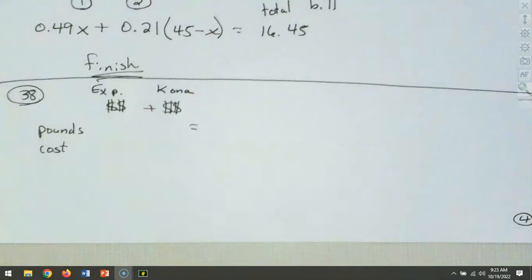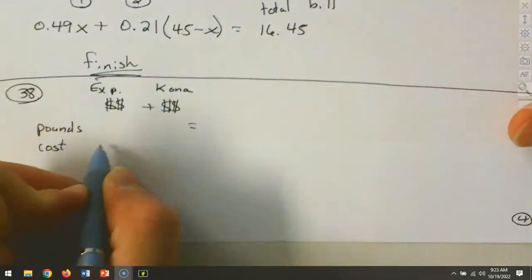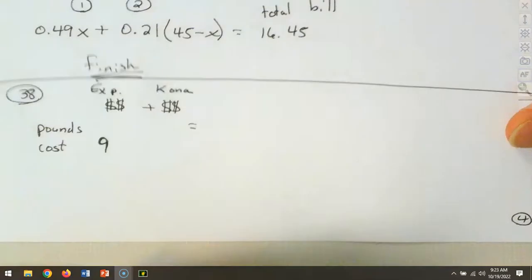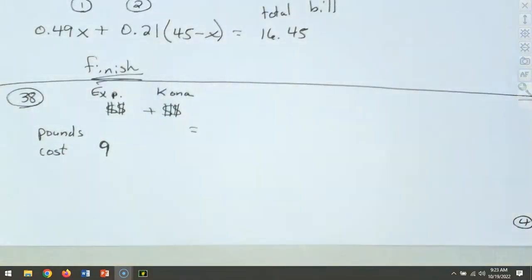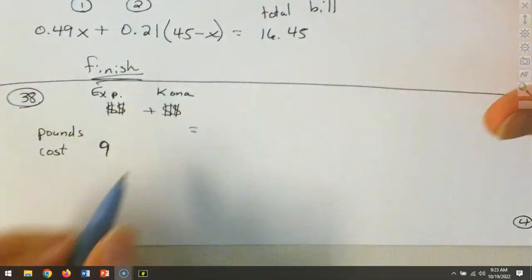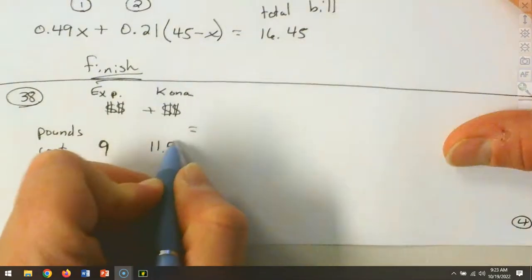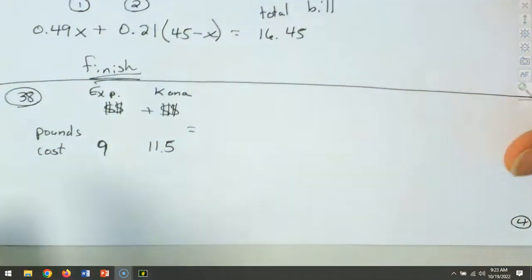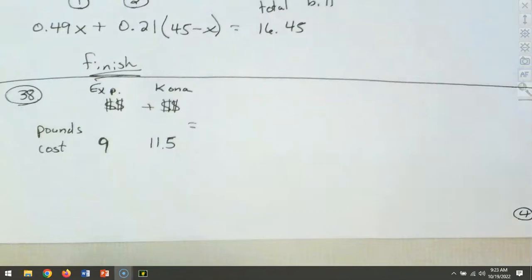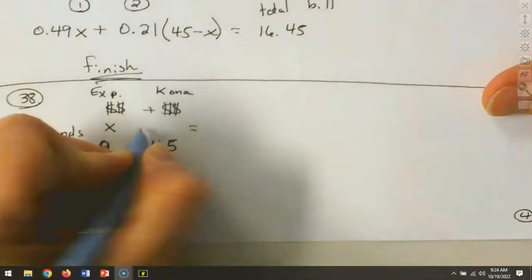Okay, so let's see what we've got. We need to come up with our chart. So we're going to buy some espresso, and that Italian espresso is $9 a pound. So that cost is going to be $9 for the espresso. And the Kona Deluxe is $11.50. So it's a little bit of a better quality bean. So it's $11.50 there. Okay, now, when we read this, do we know how many pounds of the espresso I need? Does it tell me at all? No. So that's going to be my unknown.